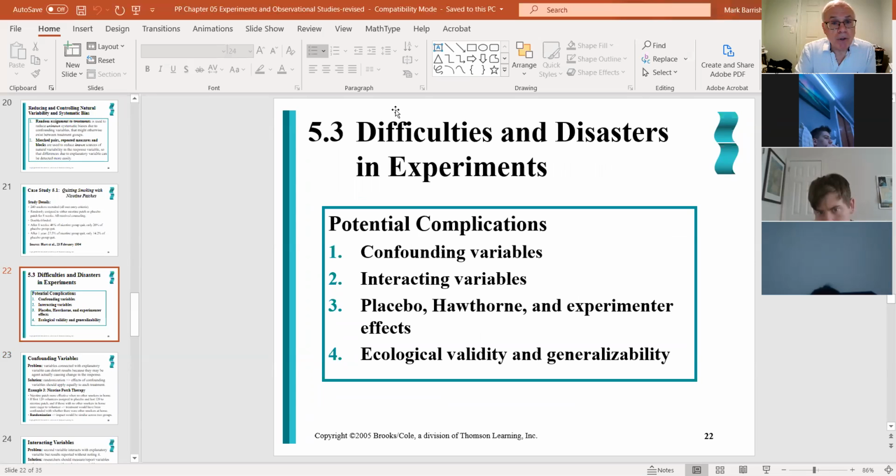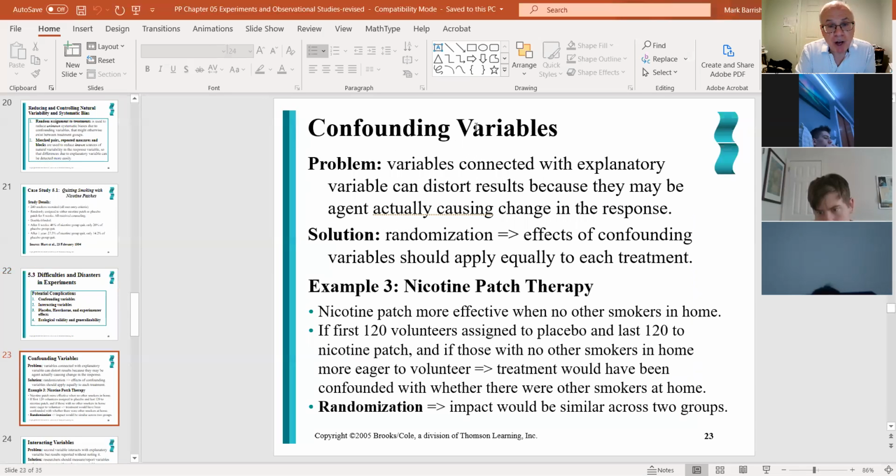All right, so what are some types of difficulties that could occur in experiments? Well, here is the list of them, and we're going to just go through them briefly. Confounding variables we've talked about already. These are variables that are connected with the explanatory variable in a sense that they can distort the results because they may also be causing the change in the response variable.